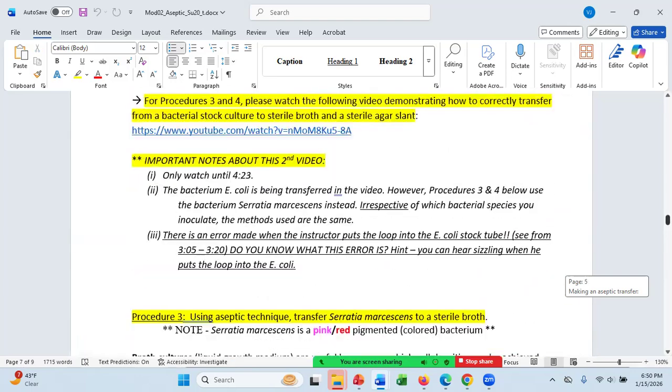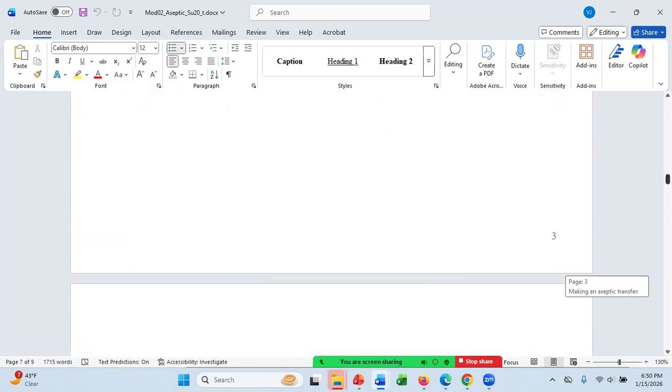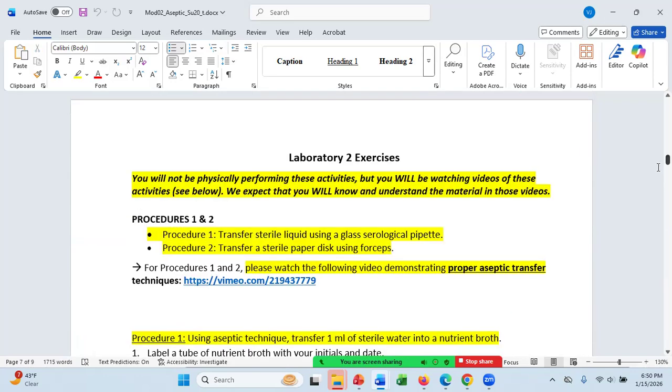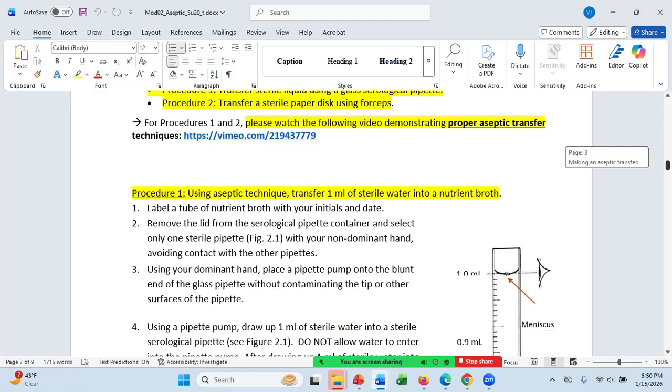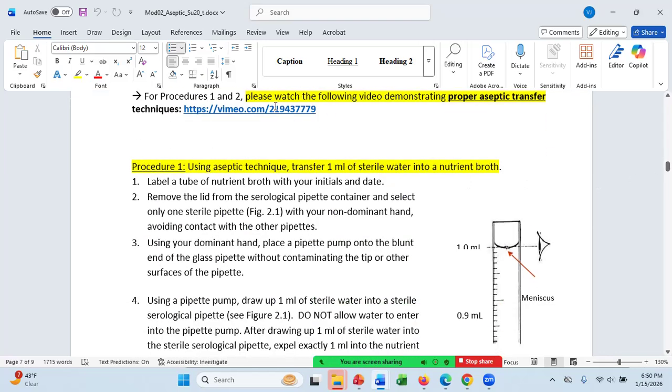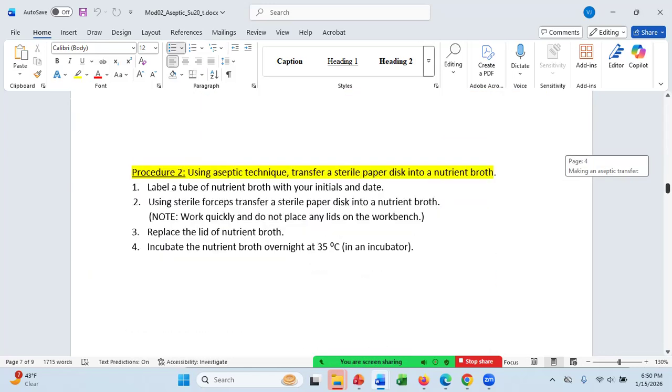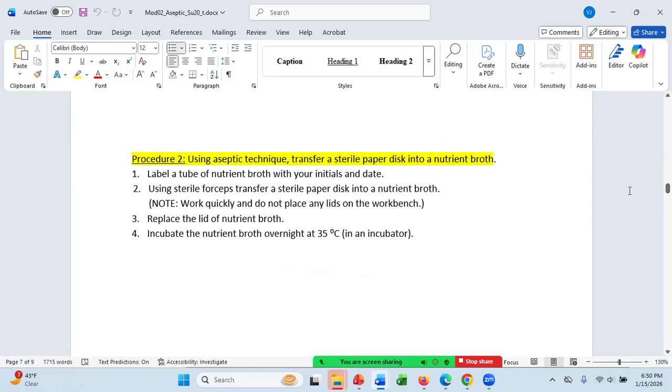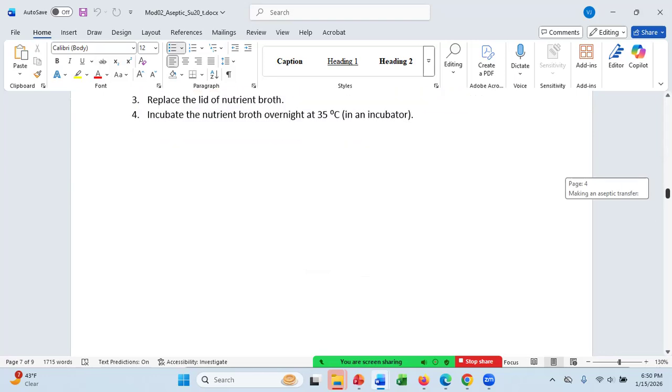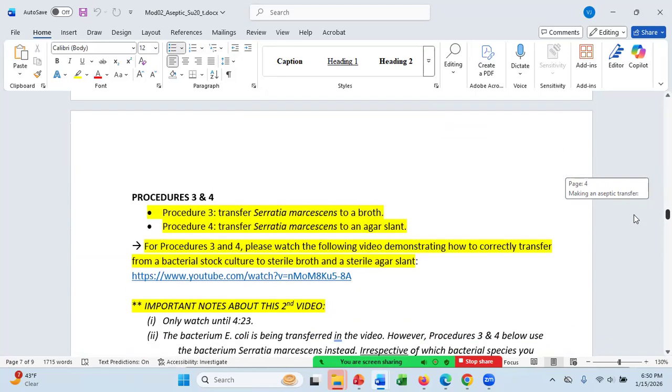All right, then let's go to procedure 2. In procedure 2, we're doing something similar, but instead of transferring 1 ml of water, we're going to transfer a sterile paper disc using clean forceps, using proper aseptic transfer. Also watch the video for procedure 2, but you don't need to watch it a second time. Procedure 2, you're transferring a sterile paper disc into a nutrient broth. If you were to come into a lab, we have a petri dish containing this sterile paper disc.